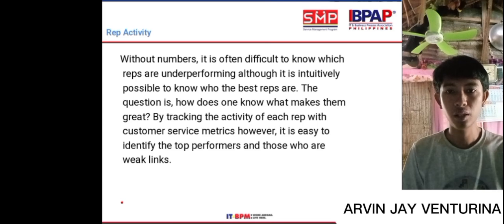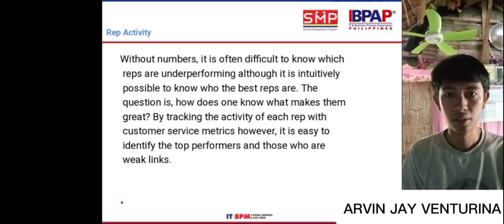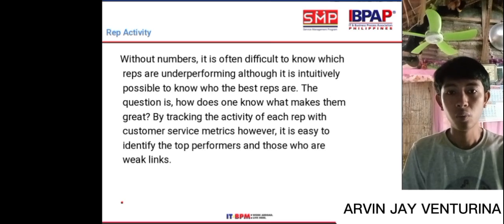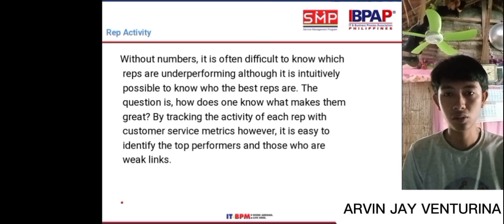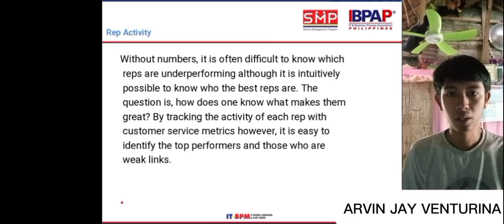Without numbers, it is often difficult to know which reps are underperforming, although it is intuitively possible to know who the best reps are. The question is, how does one know what makes them great? By tracking the activity of each rep with customer service metrics, it is easy to identify the top performers and those who are weak links. Tracking rep activity with customer service metrics helps pinpoint both top performers and those who need improvement. Without this data, it's hard to objectively identify underperformers and understand what makes the best reps successful.